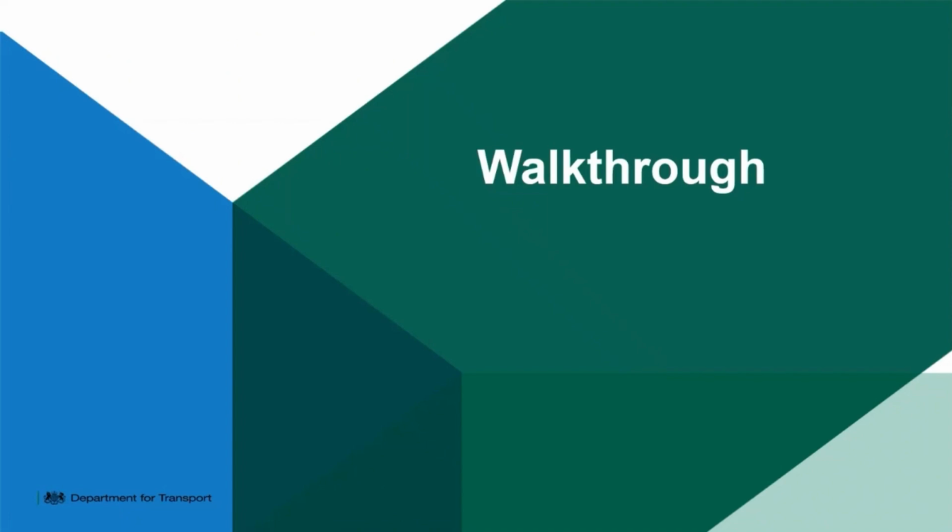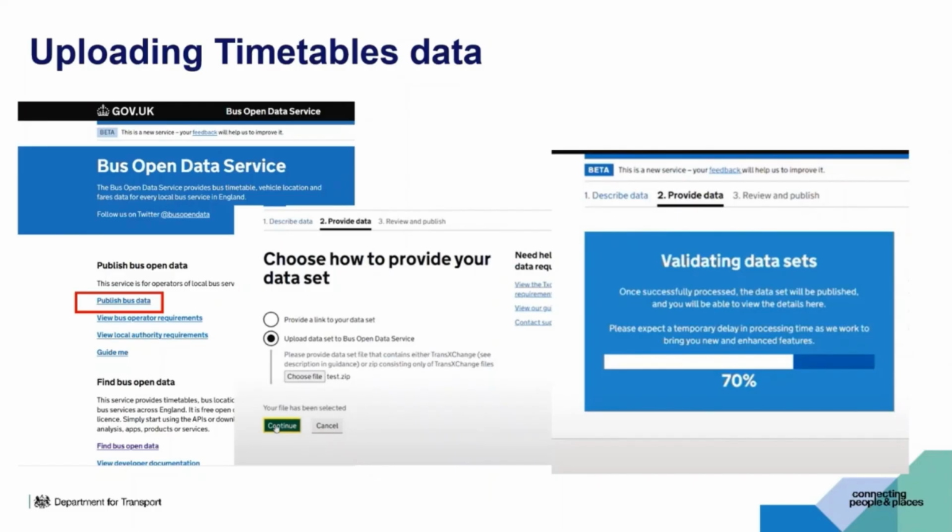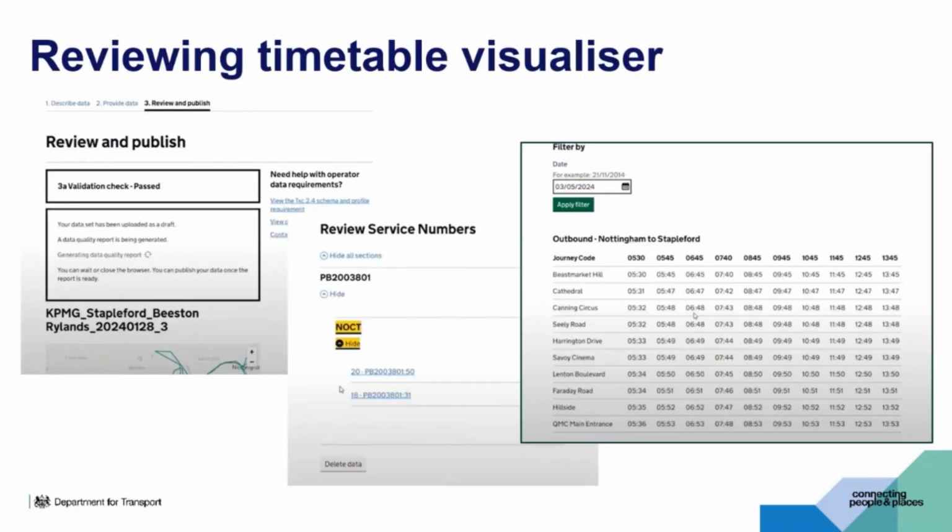In terms of how to publish your data and visualize the timetables, in the normal way you'd navigate to the BODS website, click publish bus data, click through to timetables, and then upload the file, as you know. What it will do is validate that data set, and once it has passed validation, it will start generating your data quality report.